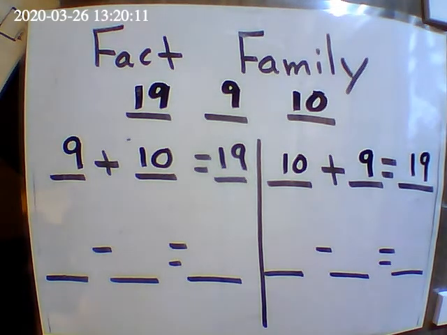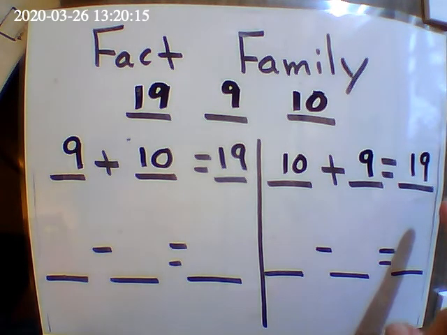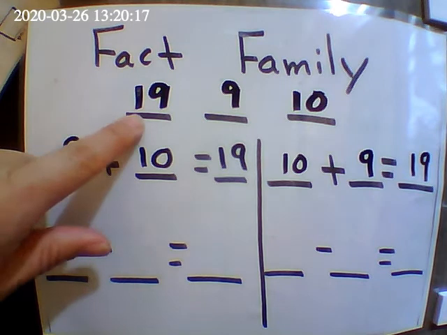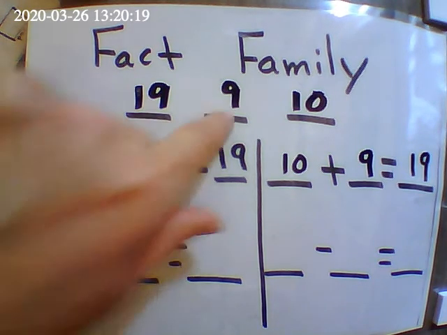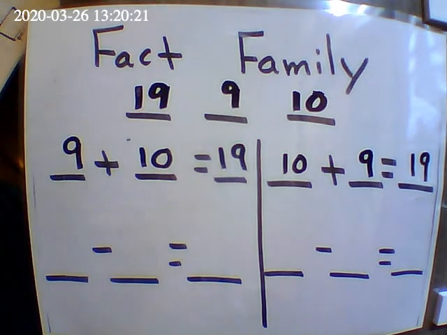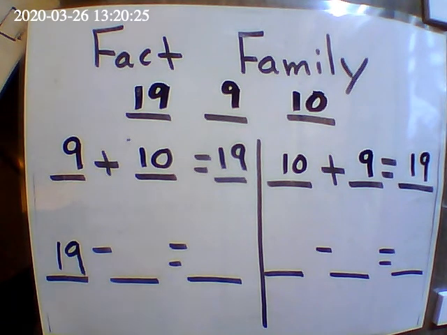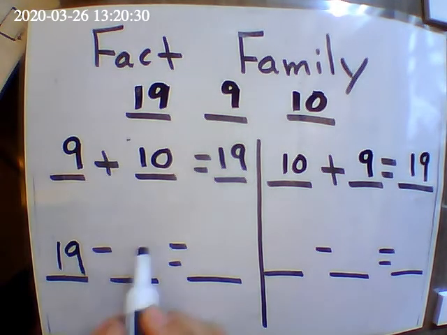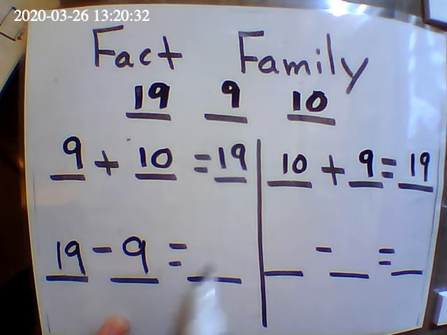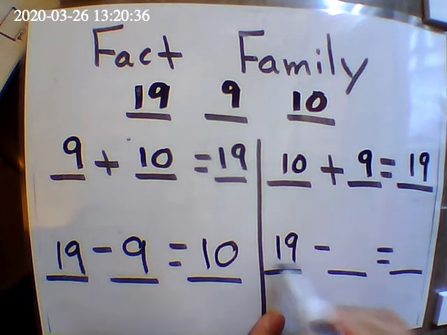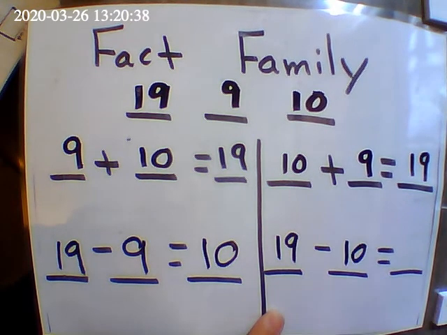Then on the next one, we have the subtraction. So when we do subtraction, we always start with the whole number or the larger number. So 19, 9, and 10. 19 is the larger, so we're going to do that one. 19. We're going to subtract one of the parts or one of the smaller numbers. I'm going to choose the 9 first. 19 minus 9 equals 10. And then on the next one, 19 minus 10 equals 9.